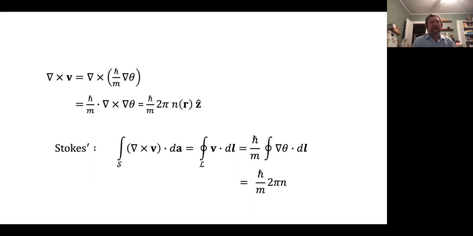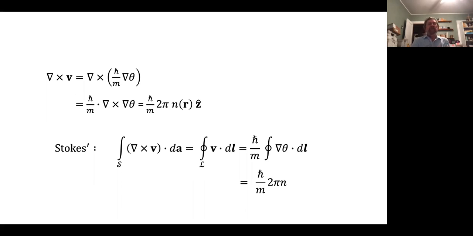Now, all right, so first of all, we want the curl of the superfluid velocity, which we can write as, basically, it works out to be h bar over m, del cross del theta. Now, this does not vanish, because it must be equal to h bar over m times 2 pi times some integer. And it's a vector pointing in the z direction, normal to the film.